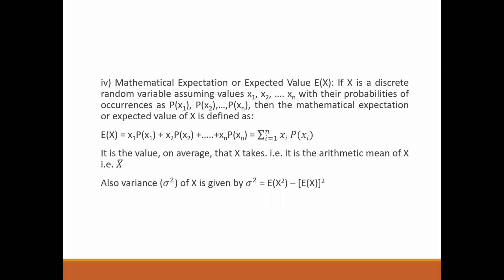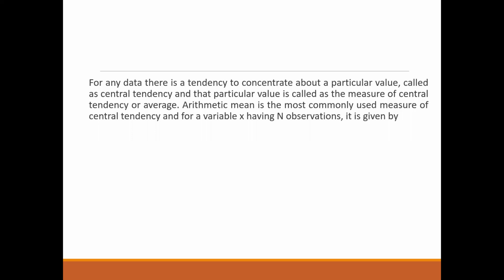Now, there's one more thing which you should be aware of, that is central tendency. So let us see the definition. For any data, there is a tendency to concentrate about a particular value, called central tendency. That means if you're plotting a graph with all the values which have occurred, you'll find that many of the points are gathering or distributed in a particular region only, or they have concentrated in a particular region. And that region itself is known as your central tendency region.